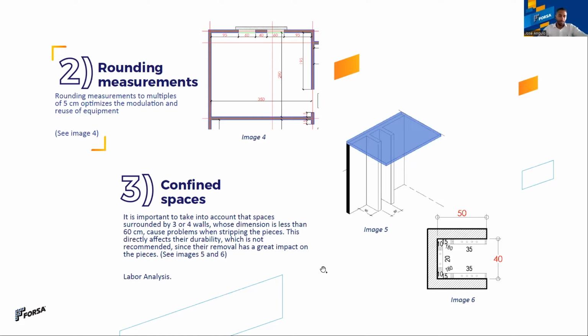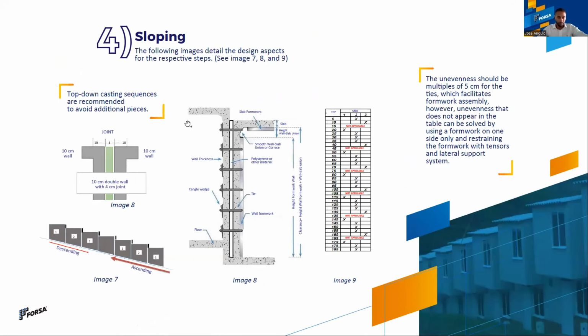Let's go to the following one. Here we are talking about the sloping. This sloping is more like talking about how to pour your living units, or it cannot be just living units. It can be buildings, for example, public buildings. The formwork is designed to build all those matters.